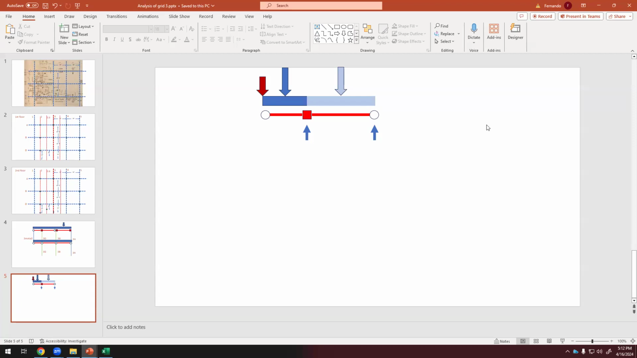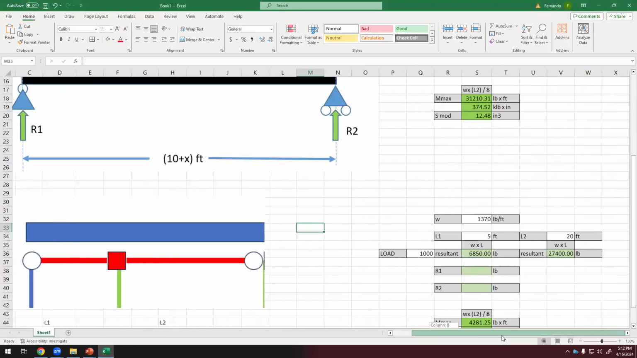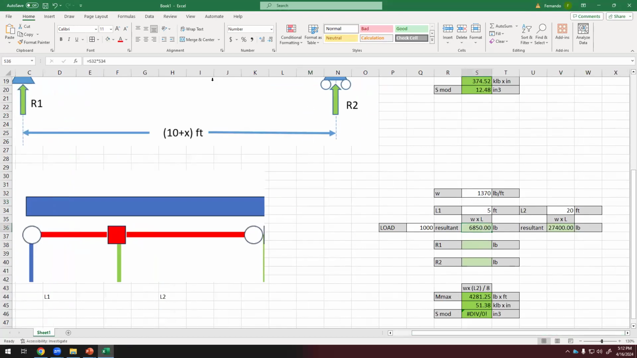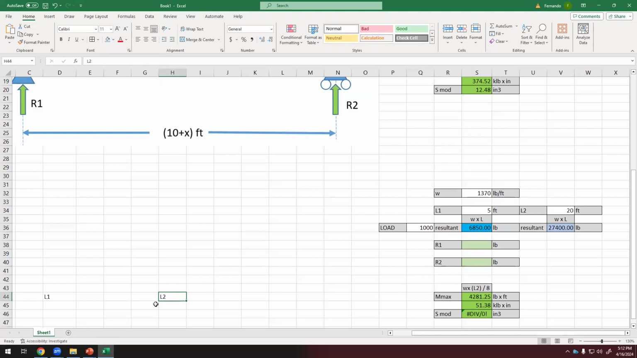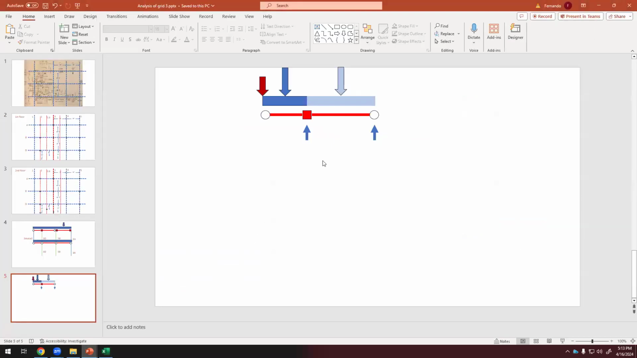To make it clearer and to understand what we are doing, I'm going to change the colors. So this resultant is going to be the dark blue, and this one is going to be the light blue. And I'm going to change this with an updated drawing that I think is nicer.